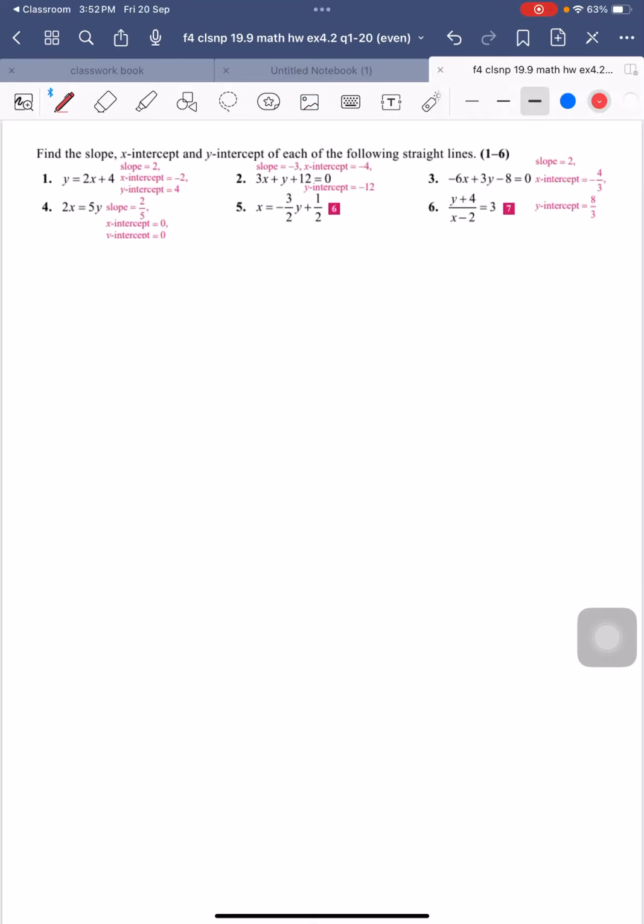Alright, so for question 2, we're going to find the slope, x-intercept, and the y-intercept. First of all, we have this general form, 3x + y + 12 = 0. We need to change it to y = mx + c, so we make y the subject, and we can keep the y here.